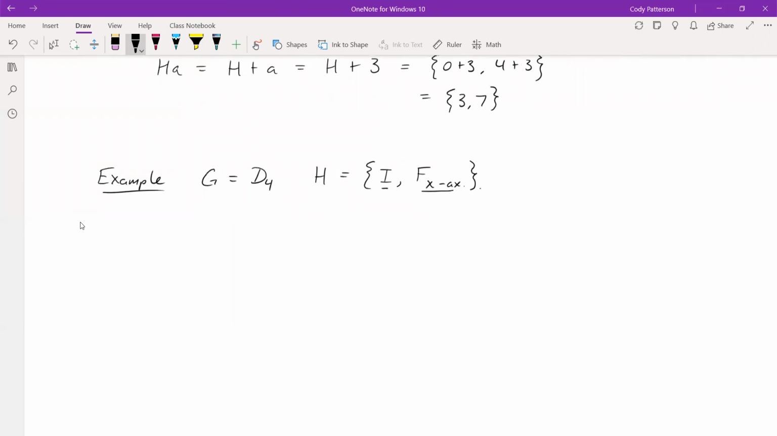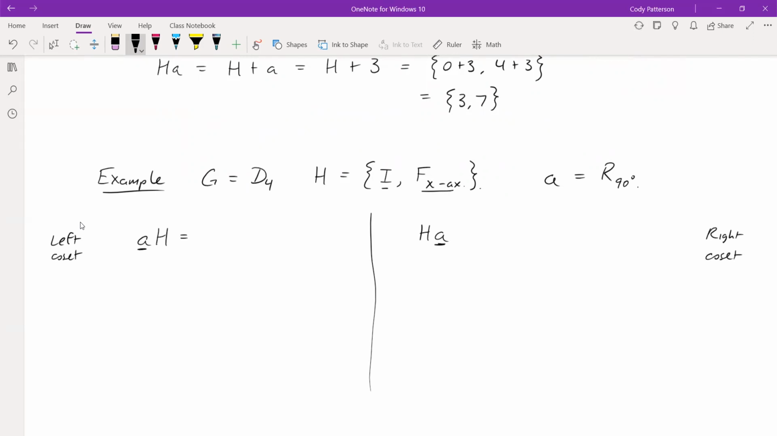And let's let our A this time be rotation by 90 degrees, all right? And I'm going to construct both AH and the right coset HA. By the way, we call them left coset and right coset depending on which side that extra group element goes on, left or right. So this is the left coset, and this is the right coset.